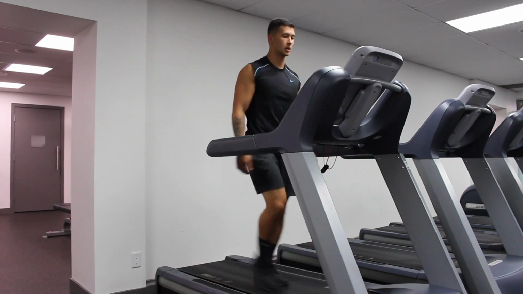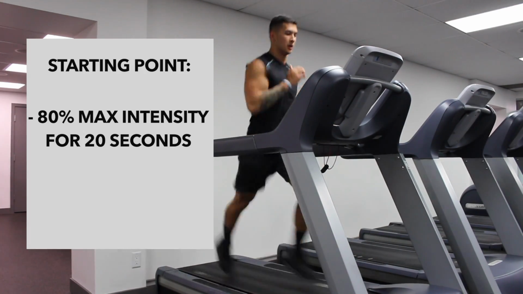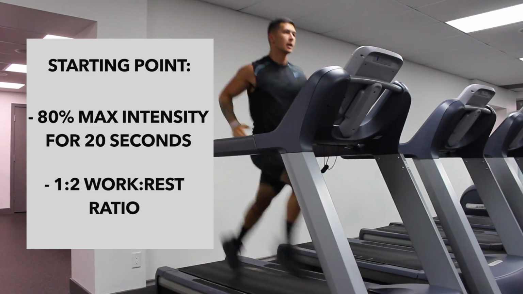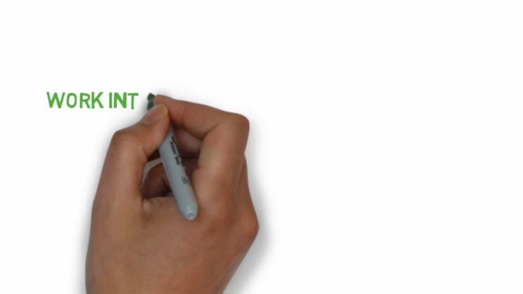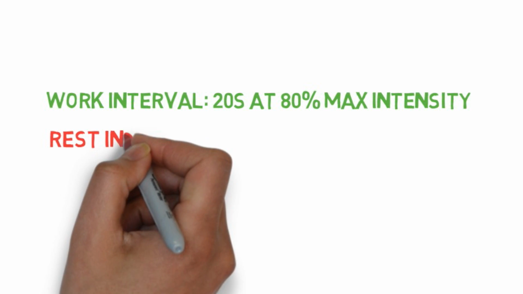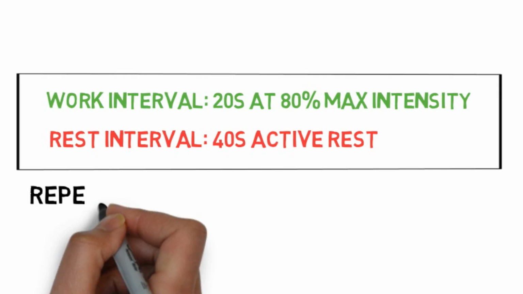I suggest that a good starting point is to perform your work interval at 80% of your maximum intensity for 20 seconds and use a work to rest ratio of 1:2. This basically means that, for example, you'll sprint at 80% of your max effort for 20 seconds and then actively rest, such as walking, for 40 seconds and then repeat again for a given number of cycles.